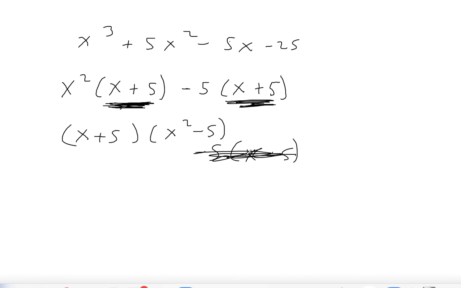And that is pretty much every factor by grouping problem. So if it's 4 terms, that's how those go.